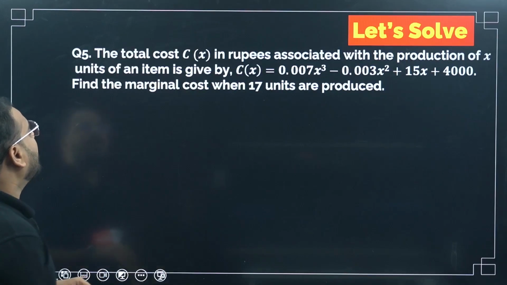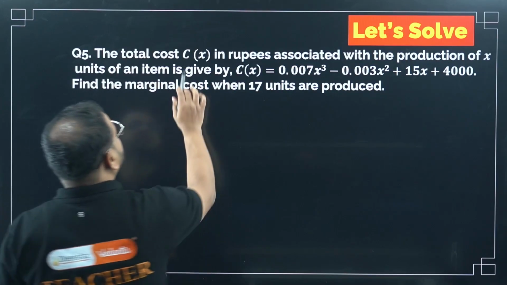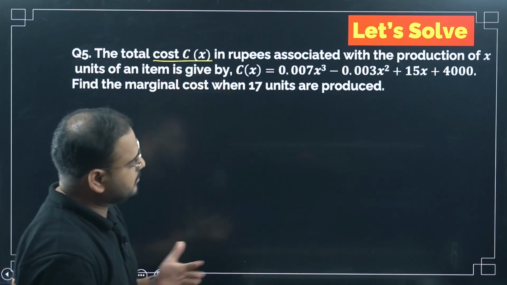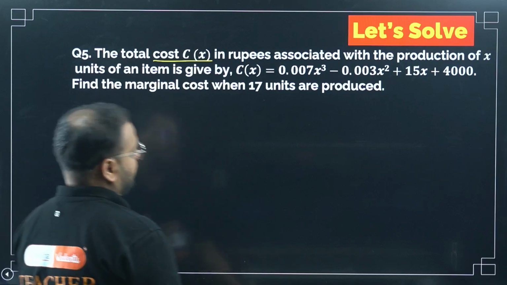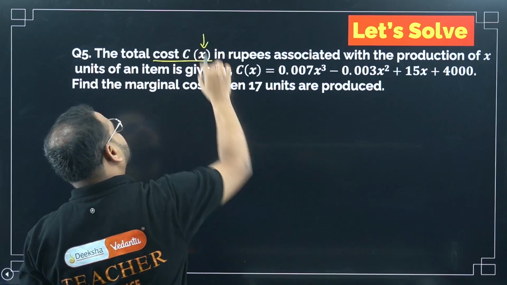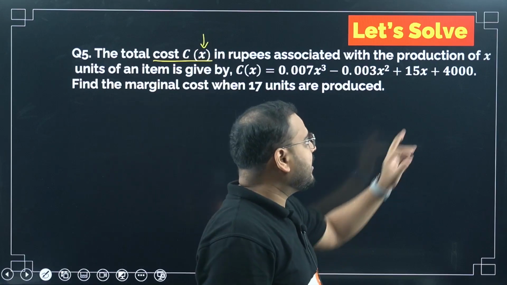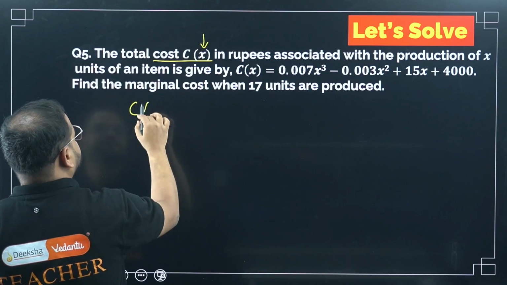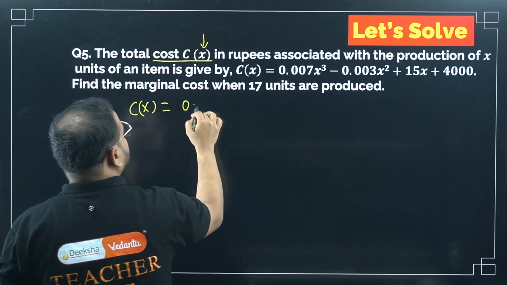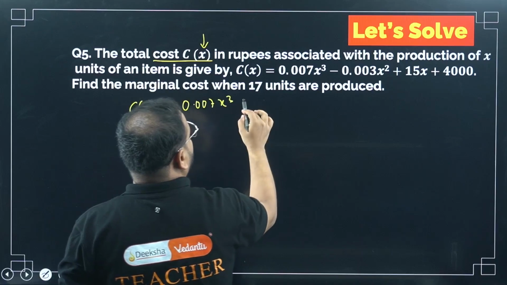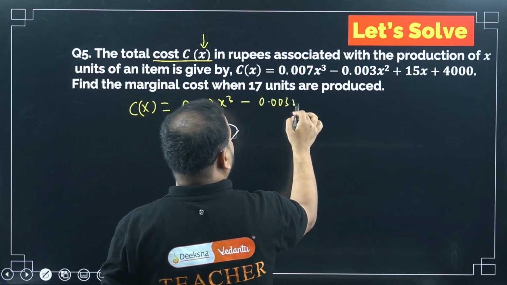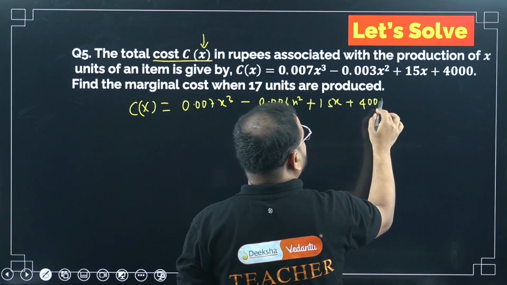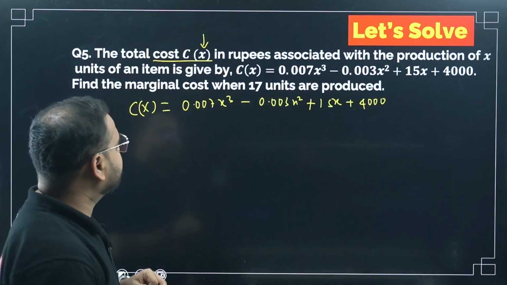Chaliye. The total cost C(x), in rupees, associated with the production of x units, is given by C(x) equals 0.007 x cube minus 0.003 x square plus 15x plus 4000. Obviously the function is in x; they're talking about the total cost of production for x units. This is my function, okay.